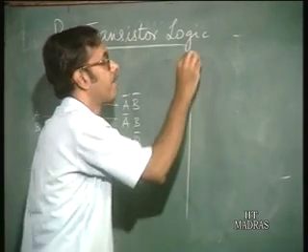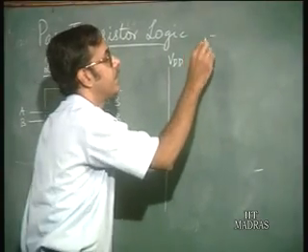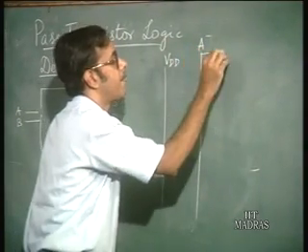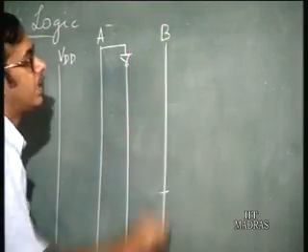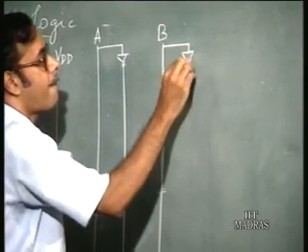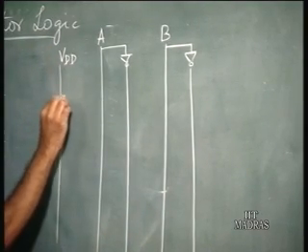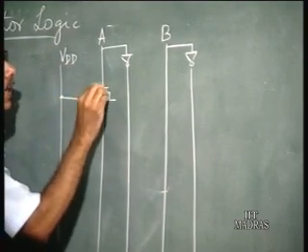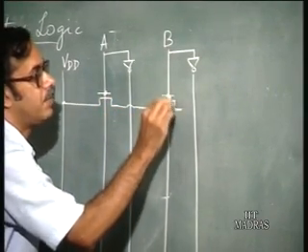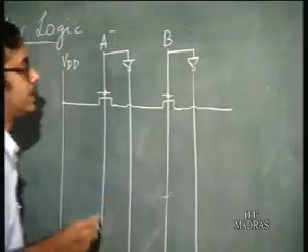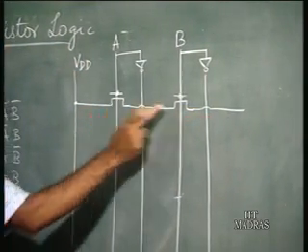You take VDD, then you have A, this is the A bar line, this is the B line, B bar line. So this is A, this is B. So this output here is going to be high when A and B are both high.